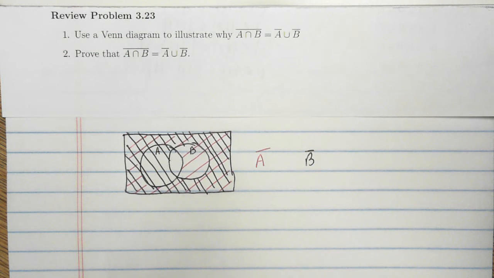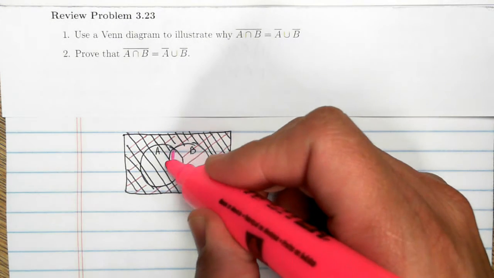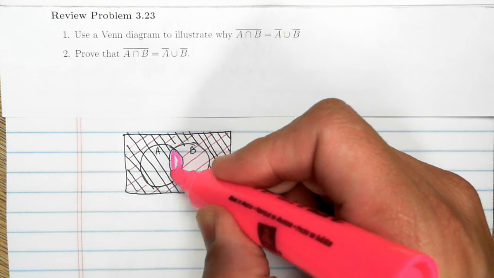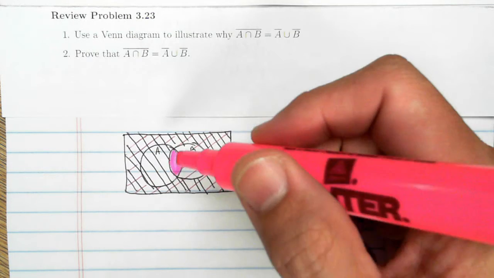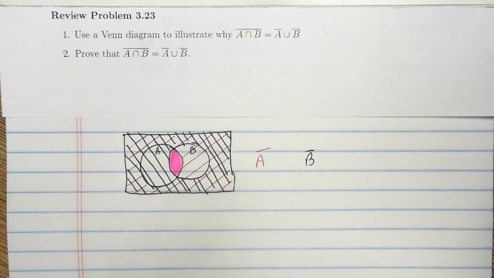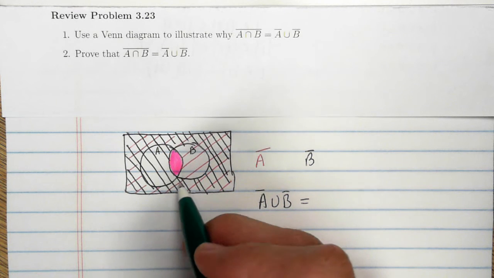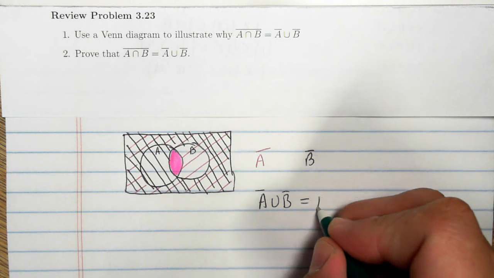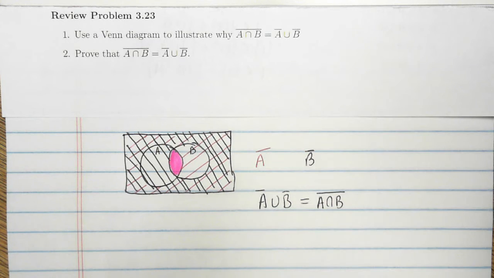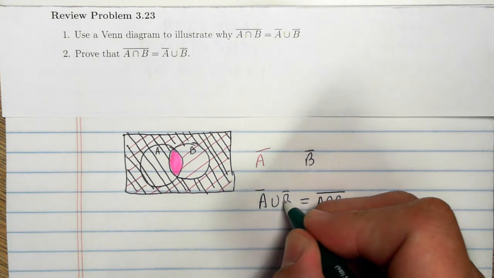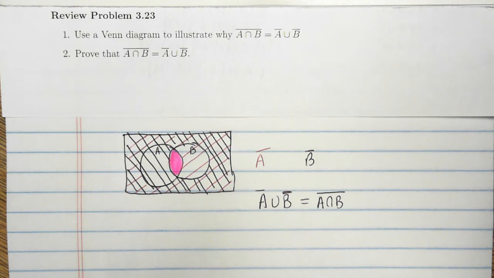Now, where's the only place that isn't shaded? The only place that isn't shaded is going to be the thing in the middle. So I'm going to highlight that in pink. This part here is the only part that didn't get shaded by at least one of the hatches. So if I take the union of the A complement and B complement hatches, then I shade everything except for the intersection. So that's everything except for A intersect B. So that's a visualization of why this one works.